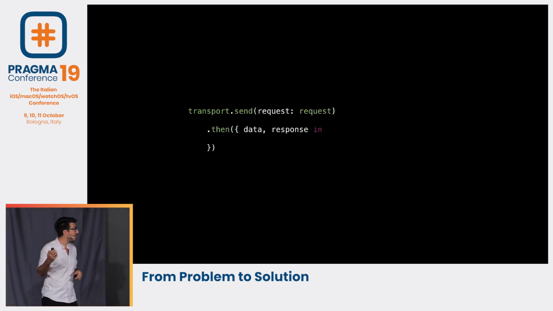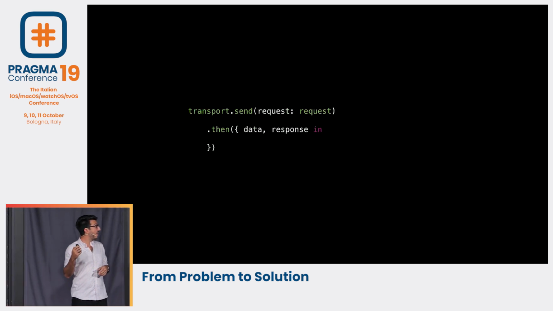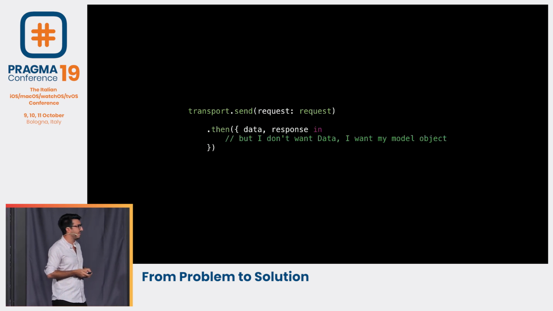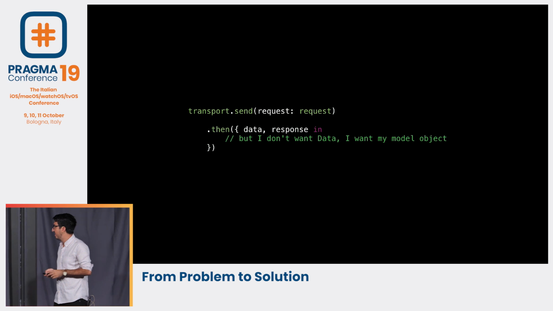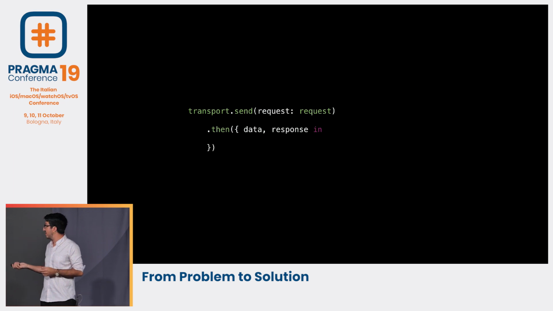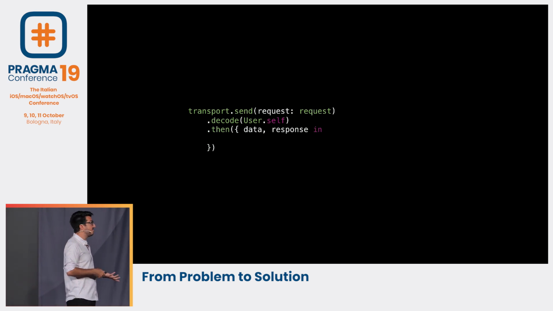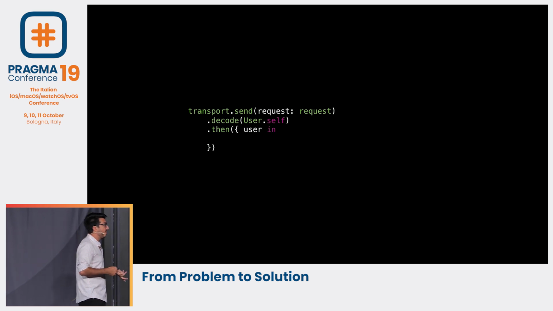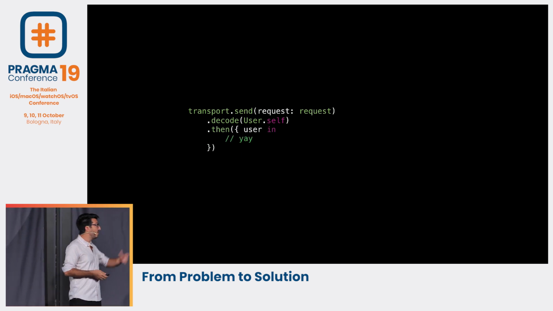Another really handy thing that you might want: here we send a request and we get back a data and a response. I don't really want that. I don't need data. I don't know what to do with that. I want my model object, right? And so Combine gives us a handy tool. It's a little function called decode, which will decode a specific decodable type, in this case user, and it will give you that type, and then you're happy, which is great. So we want this functionality.